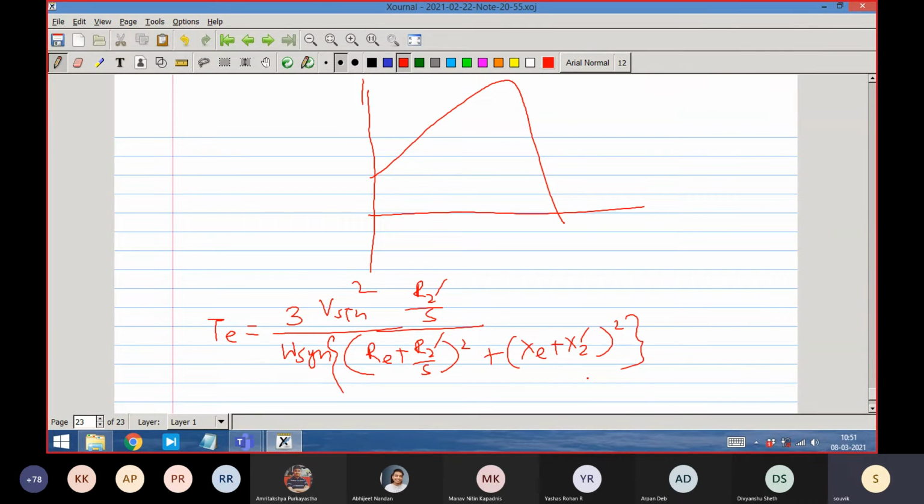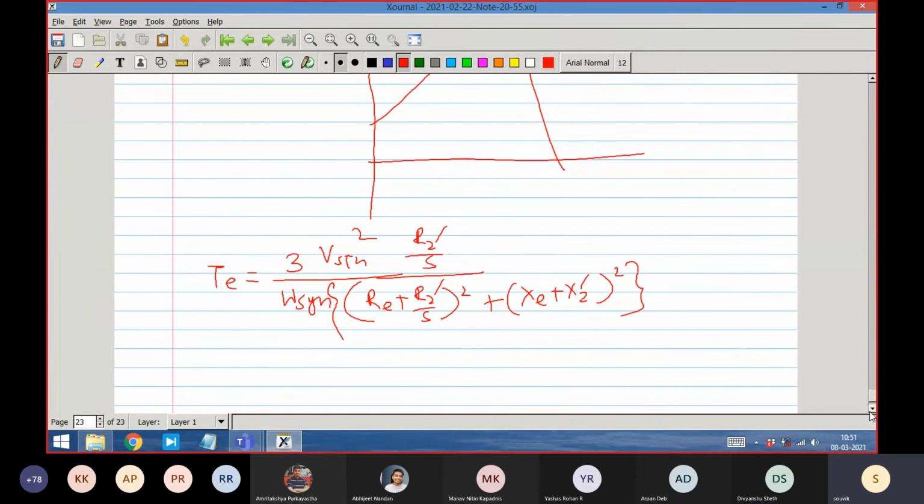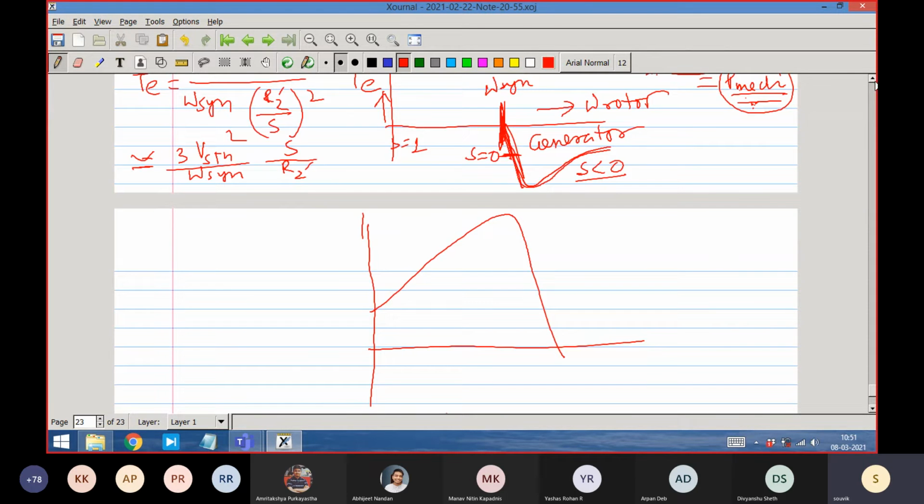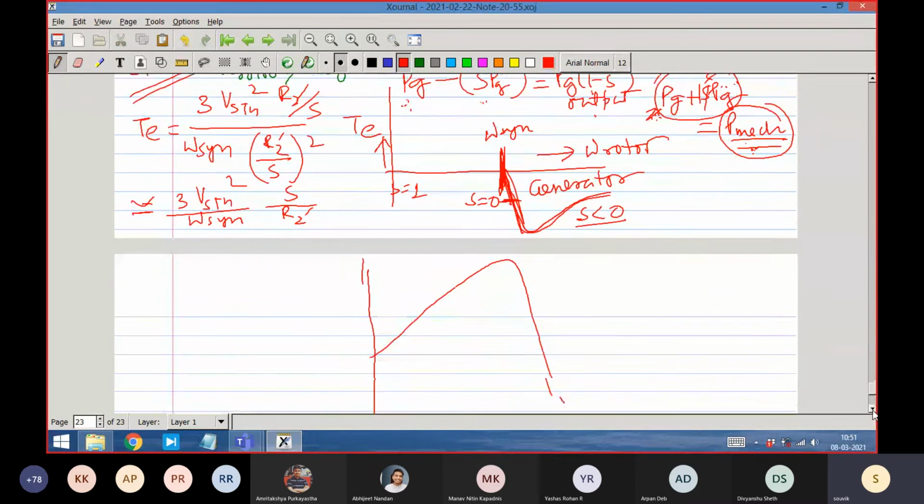Now I have one question. What happens if I change the synchronous speed? What happens if my synchronous speed is different? That means I'm comparing a 2-pole machine to a 4-pole machine. So if you compare a 2-pole machine to a 4-pole machine, first see the simpler zone.